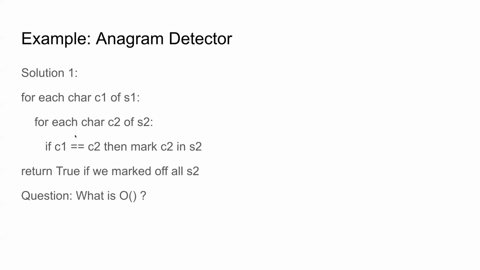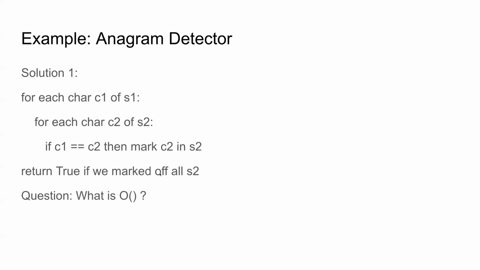Here is an example, anagram. Anagram is basically a string or a number that you can read backwards and forward, and they're the same. So here is a string anagram detector. The implementation has two for loops. The outer loop will go through each character of string 1, and the second loop also goes through each character of string 2. If C1 and C2 are equal, then mark C2 in S2.